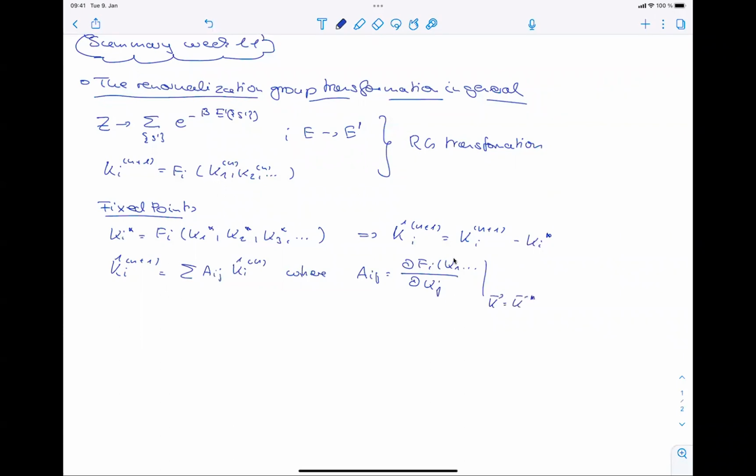So I'm doing a Taylor expansion of my functional mapping f around the fixed points for the distance to the fixed points being small. And so at the fixed point, the zeroth-order term of the Taylor expansion vanishes by definition of the fixed point. And so that's the first order. So this is basically the recipe to linearize around the fixed point.